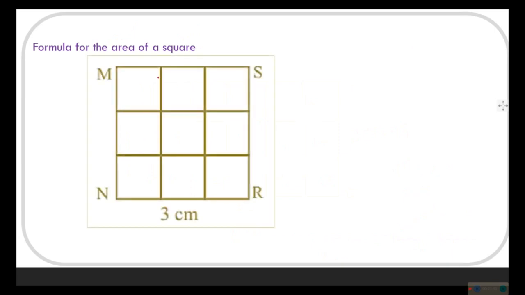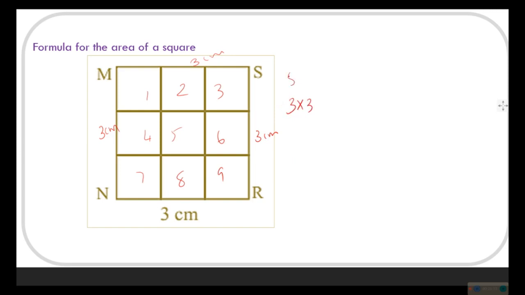The same way we can think about the area of a square. If it is a square like this, it will be 3 centimeter here, 3 centimeter here, 3 centimeter here also. In the case of a square also, we have to develop a formula to find out the area of a square. If you think about this, I can count 1, 2, 3, 4, 5, 6, 7, 8, 9. We got it by 3 multiplied by 3.